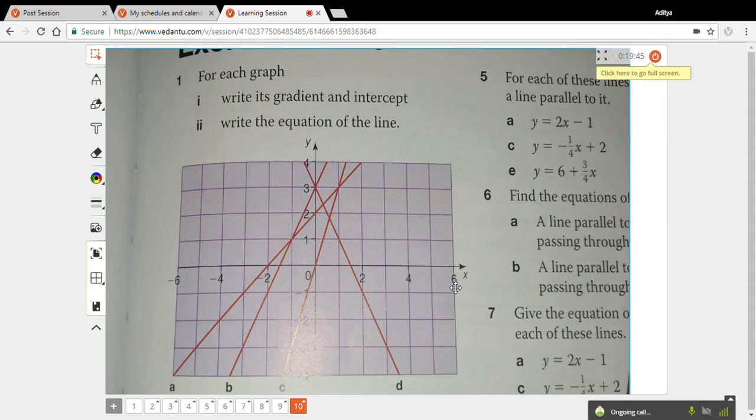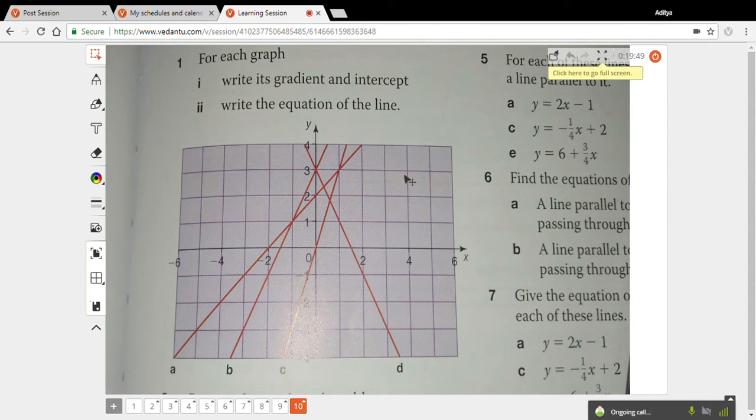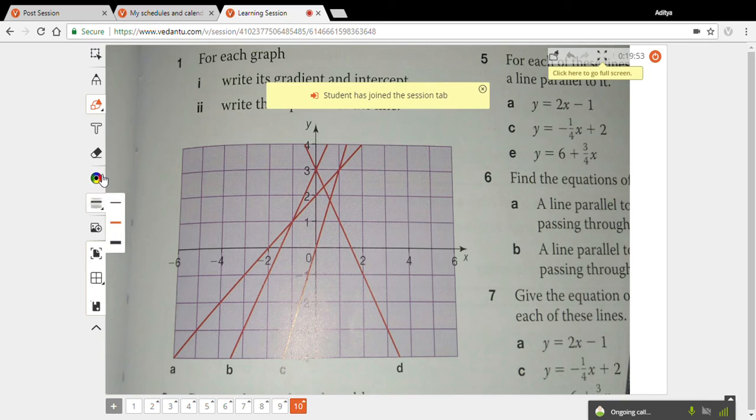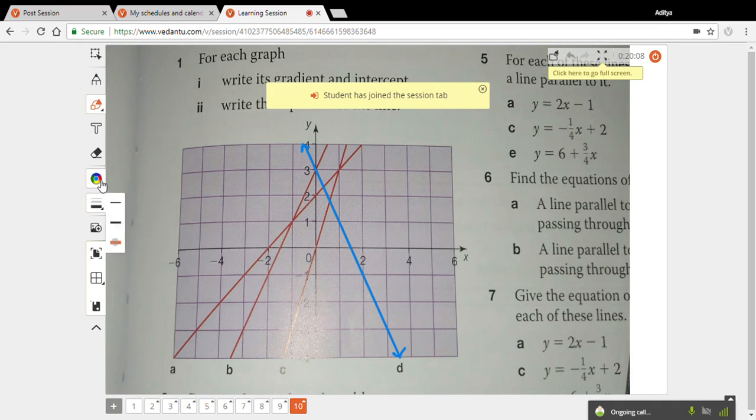Yeah. The question says, for each graph, write its gradient and the intercept, and then write the equation of the line as well. Let's choose the lines one by one, right? Let's choose this line, which I'm marking in the blue color. Can you see the line which I'm marking in blue color? Yeah. So, are you able to tell me, first of all, what exactly is the y-intercept for the blue line?